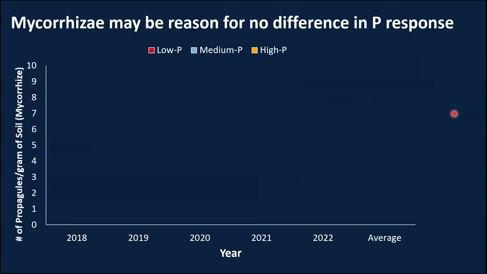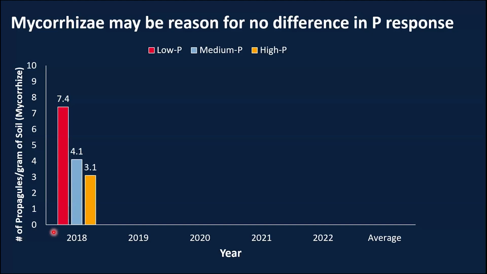One thing that might be is the arbuscular mycorrhizal fungi we already talked about. Here we're looking at the number of propagules per gram of soil, a measurement of the abundance of mycorrhizae in the soil. In 2018, we look at our low soil test P level, our medium, and then our high in yellow. We can see that our low soil test phosphorus had a lot more mycorrhizal fungi compared to our medium and our high.